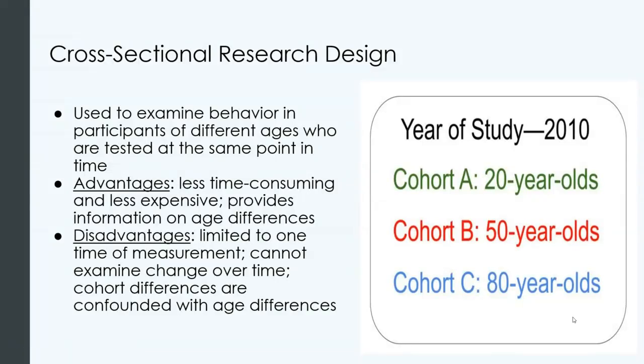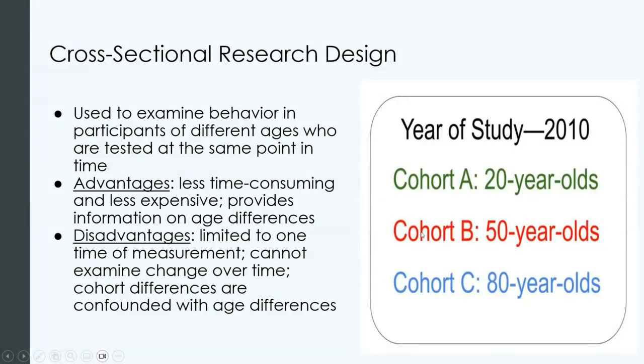Like we could do a survey, and in one week we could have data on 20-year-olds, 50-year-olds, and 80-year-olds, and they're all tested at the same point in time. This is the cheapest kind of research to do. It is the least time consuming, and it allows us to compare these groups from the 20s, the 50s, the 80s. But the disadvantages are large.